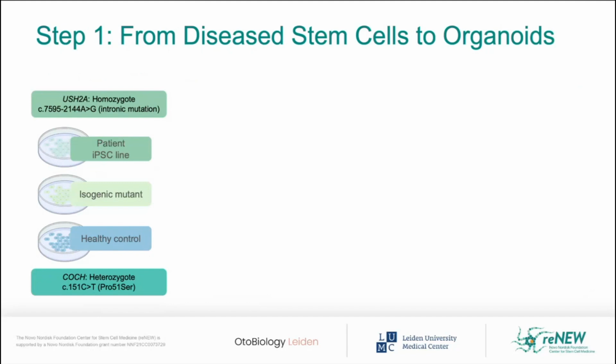So we use the same approach for both diseases. We have cell lines that are derived from patients. On the bottom we have a healthy control cell line, so it's from a normal person. And then we also introduce the same mutation in this cell line as in the patient cell line. So these two have the same genetic background, so we are using isogenic variation.